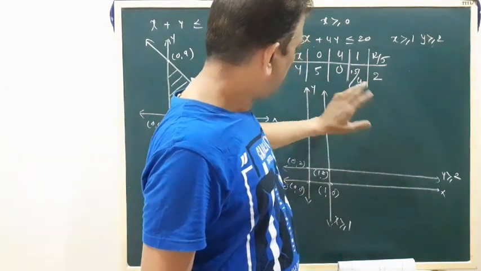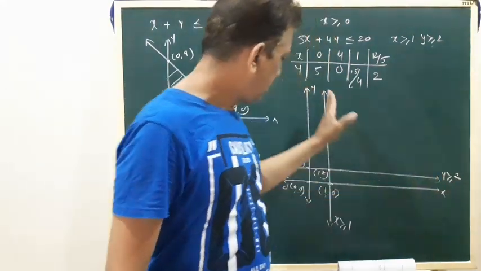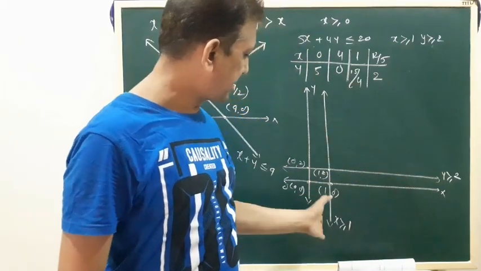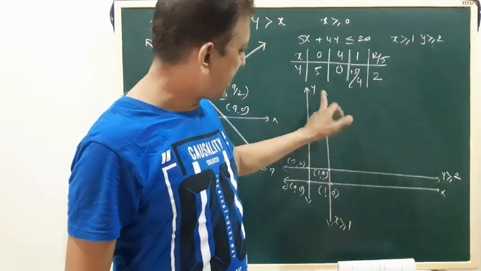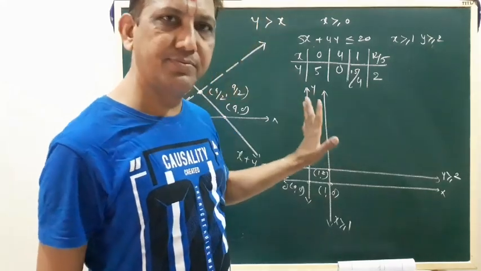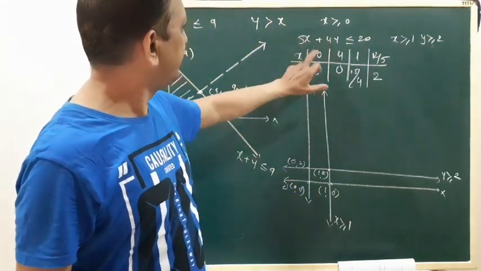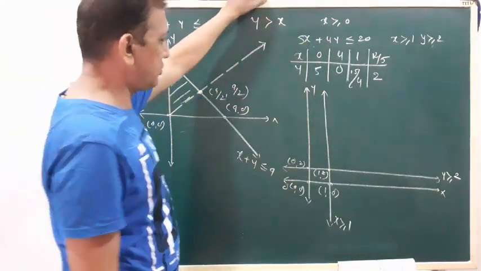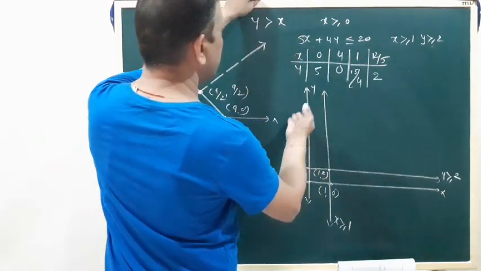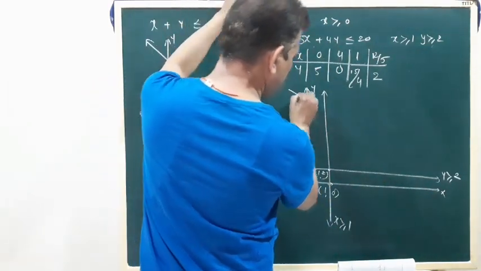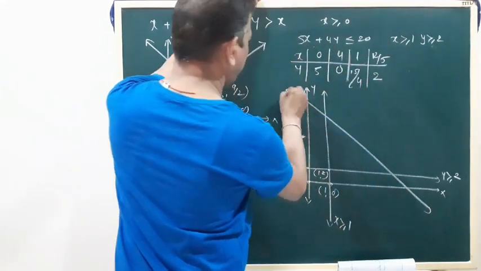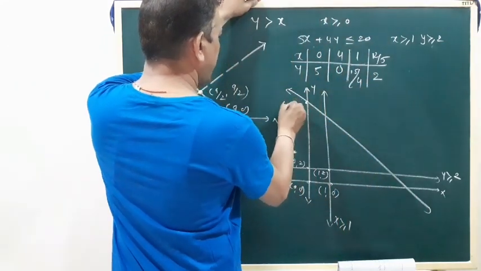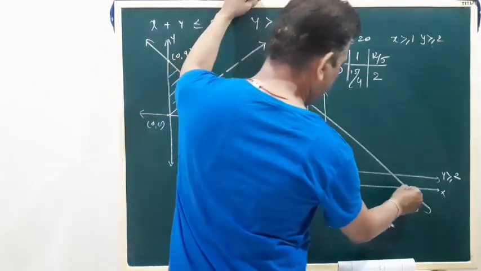So the intersection of these two lines: this line is horizontal, this one is vertical. The common portion is an L shape. Now draw this line through (4, 0) and (0, 5). (4, 0) is here and (0, 5) is here, and it is less than. (0, 5) on the y axis, (4, 0) on the x axis.